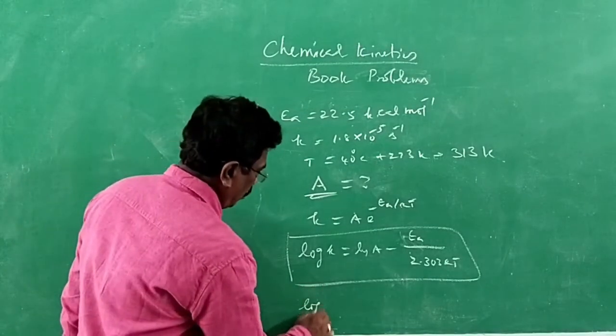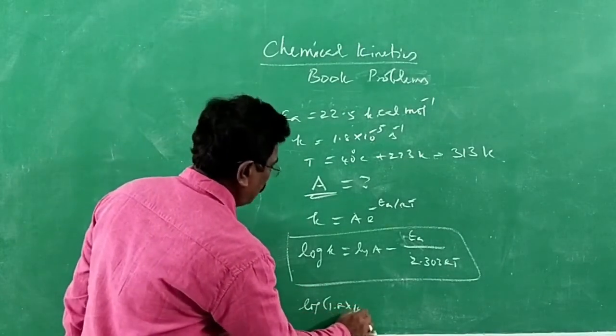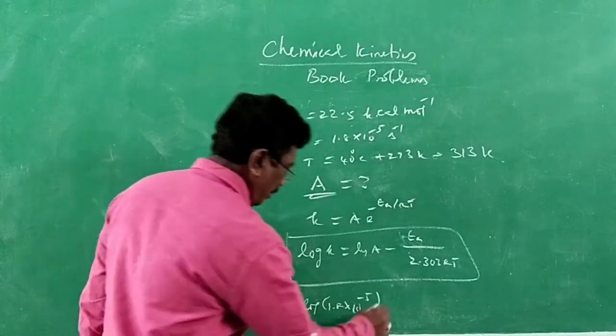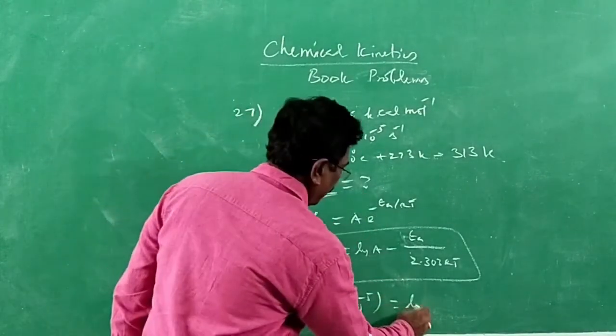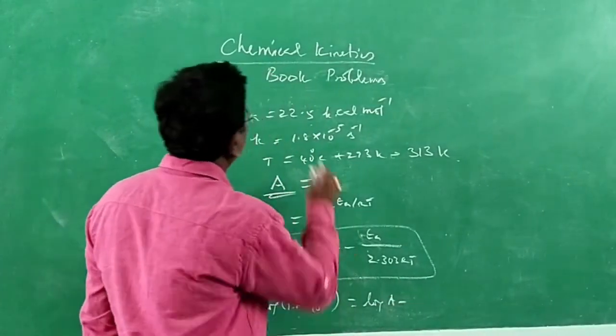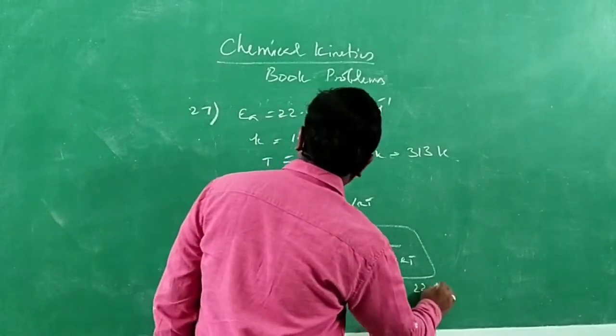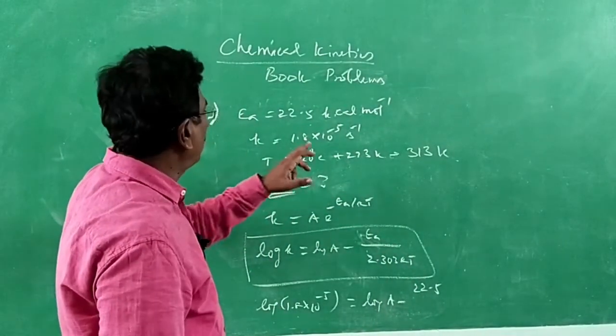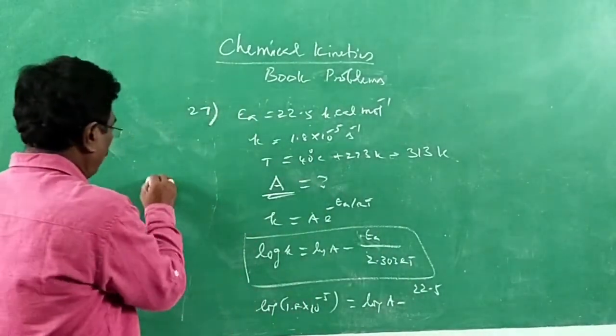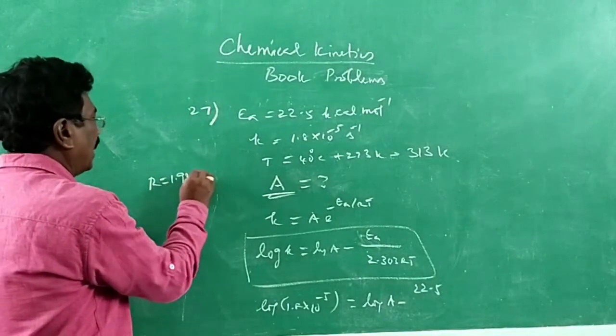Substitute log 1.8 into 10 power minus 5 is equal to log A. We want to get A. Log A minus what is the value of EA? Energy of activation 22.5 kilocalorie. It can be given as calorie because we may give R value in calorie. R is equal to 1.987 calorie per mole per Kelvin.